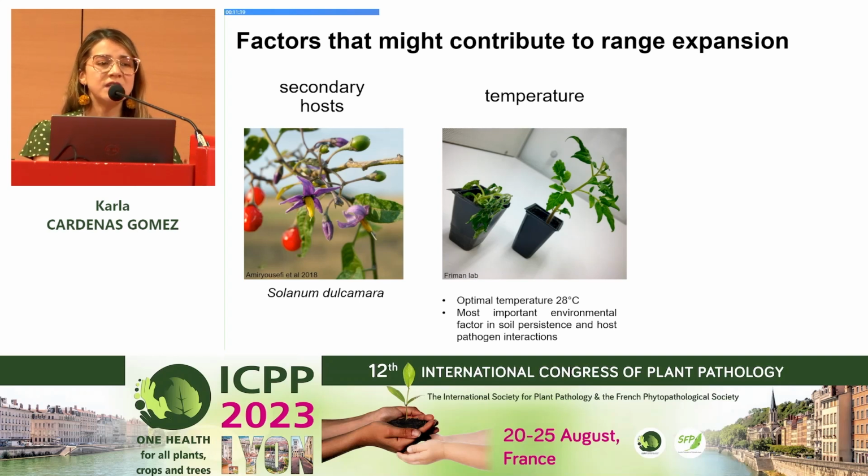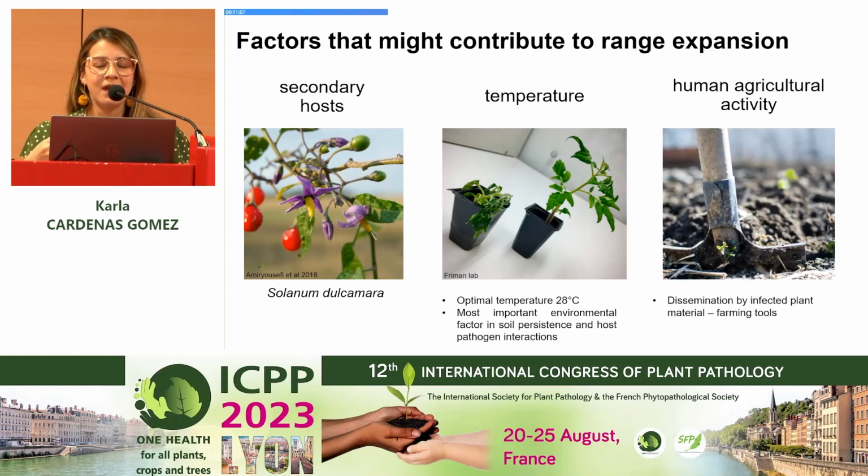So there are some studies reporting that resistant varieties of tomato, for example, when they're subjected to high temperatures when inoculated with Ralstonia, start causing wilting symptoms. And finally, we come into the equation, human agricultural activity.